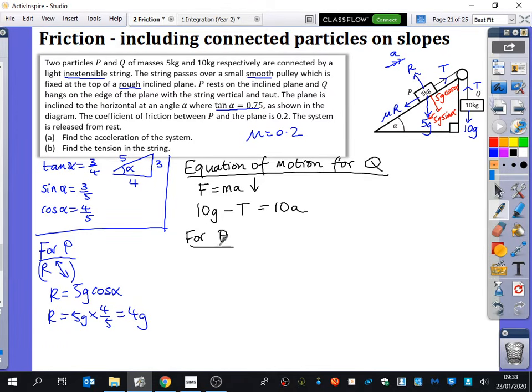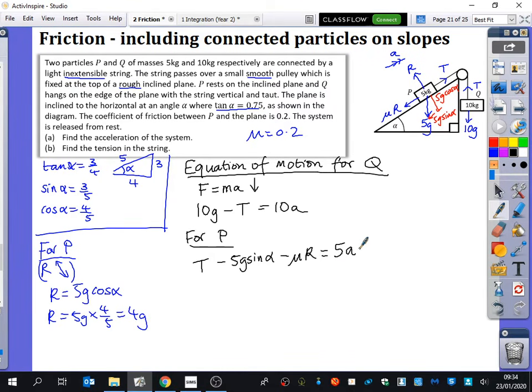So now we know what R is, we can actually do the equation of motion that we've got for this particle P, right? So remember, it's moving in this direction. So the only force that we've got going to the right is T. We've then got resisting it 5g sine alpha. And we've also got mu R, and that is equal to its mass, which is 5, times its acceleration.